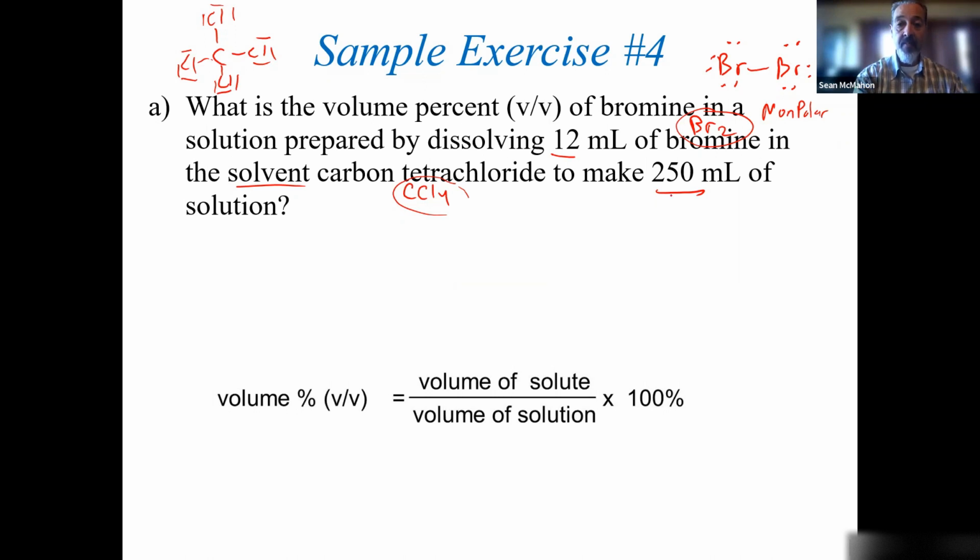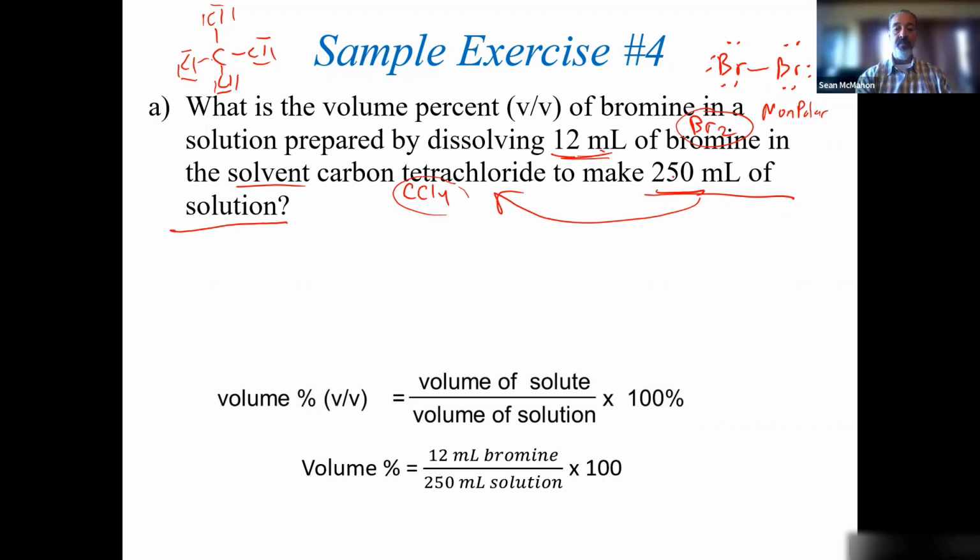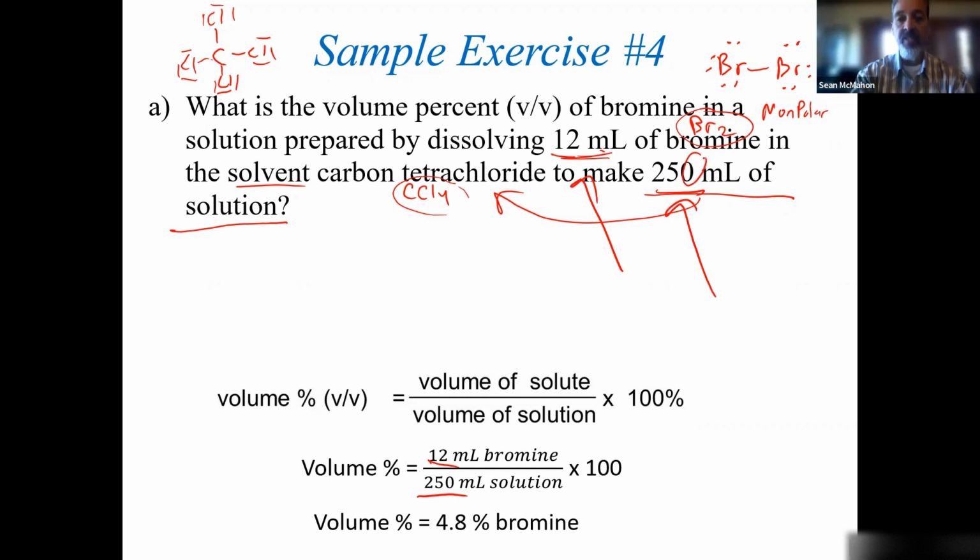If the solvent and the 12 mL of solute make 250 mL of solution, they didn't say 250 mL of carbon tetrachloride, because then you would have to add the two. They just said 250 mL of solution. So this is easy. Put the 250 mL, put the part, 12 mL of bromine, times it by 100, we get 4.8% bromine. Why? 12 has 2 sig figs, 250, this trailing 0 does not count because there's no decimal. And we don't know the precision beyond the tens place, not the ones.